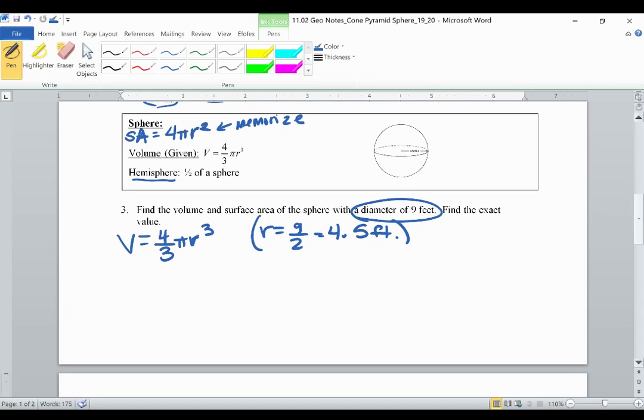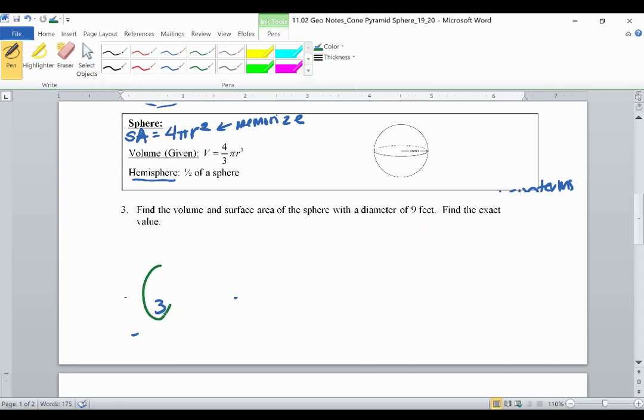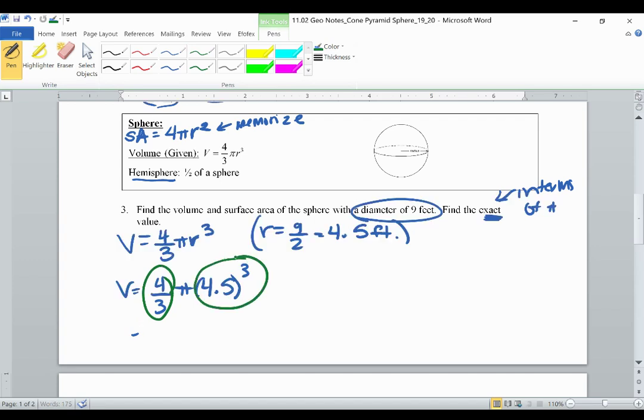Now we just substitute that in. So we've got 4/3 pi, and then our 4.5 cubed. Type that into your calculator. It says exact value, which means in terms of pi. So I'm going to type in my calculator 4/3 times 4.5 to the 3rd. And it gives me 121.5, then bring along my pi, and that's going to be feet cubed.